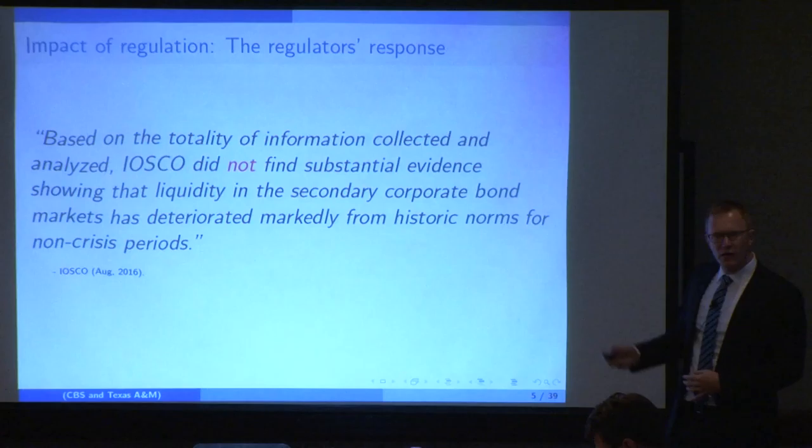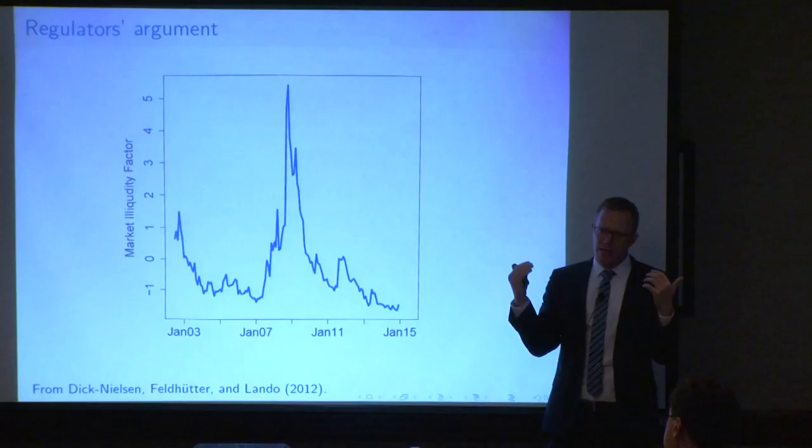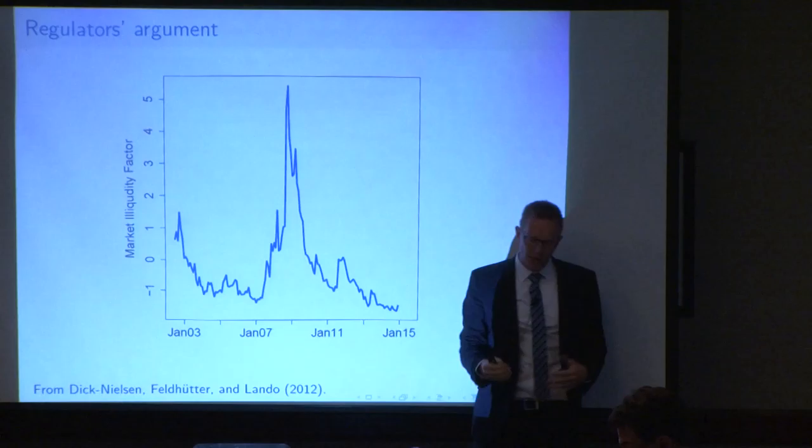So what they do is something like this. This up here is an illiquidity measure for the corporate bond market. Think about this as an index of transaction costs. Just during the crisis, transaction costs in these markets were very high. So this is the situation you would like to avoid with the new regulation.